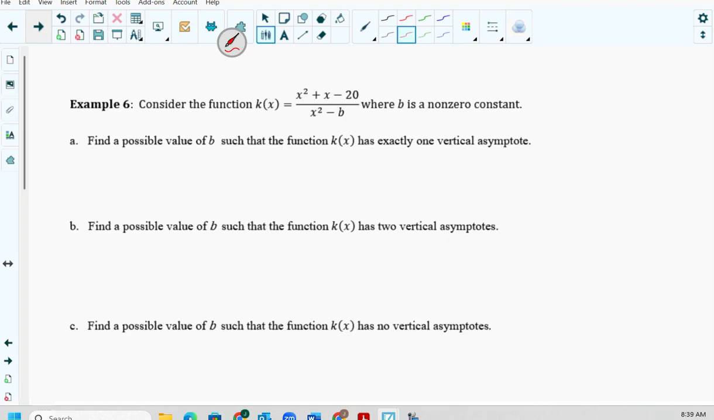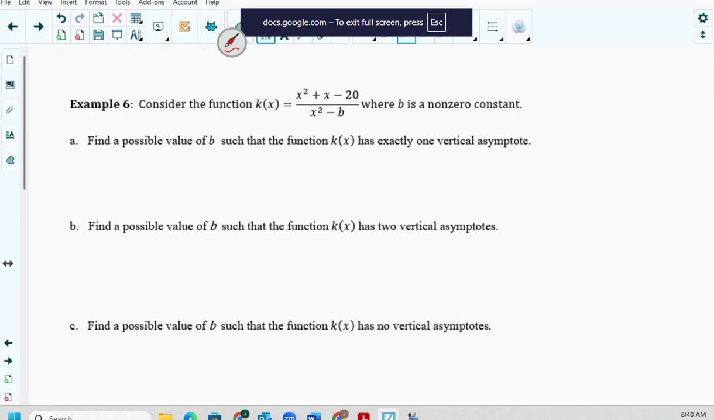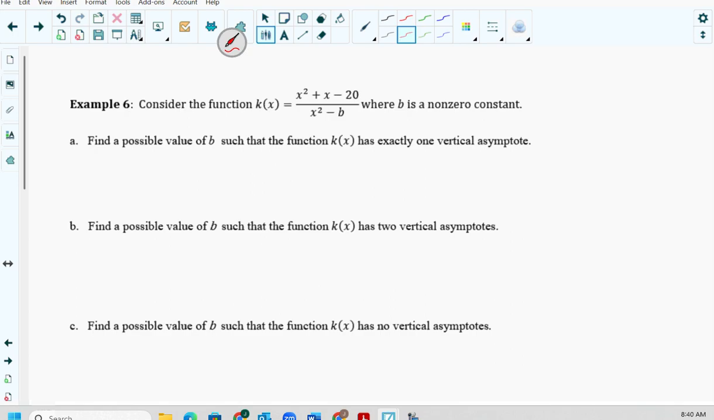All right, I've given you this function. I tell you b is not 0, it's just some number. We want to find the value of b so that this has exactly 1 vertical asymptote. Then we're going to find the value of b so that this has 2 vertical asymptotes. And then the third one I think is the trickiest, find b so that it has no vertical asymptotes. So I'm going to give you some time to mess around with this, talk to each other. You're going to want to do some factoring, thinking things through. There's a couple of answers for A and B.